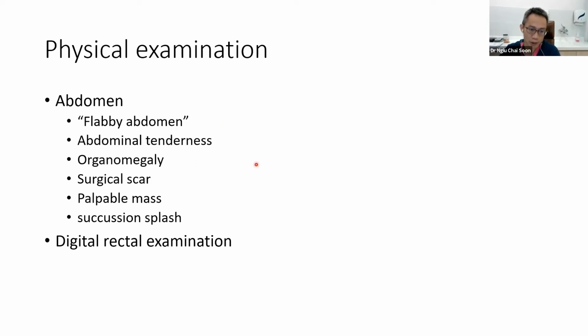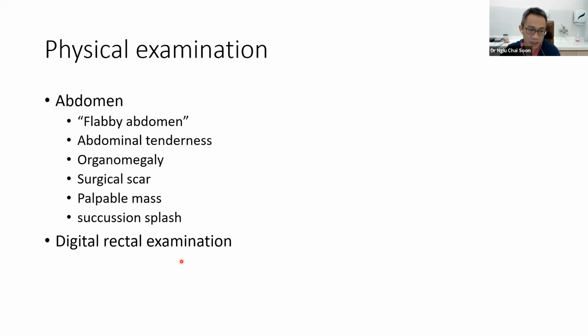Of course, during the abdominal examinations, we're looking for things like organomegaly, abdominal tenderness, surgical scars, palpable masses. Of course, rarely we may have a patient who has a positive succussion splash sign. We also need to do proper digital rectal examinations to evaluate patients for evacuative disorders such as anal dyssynergia.